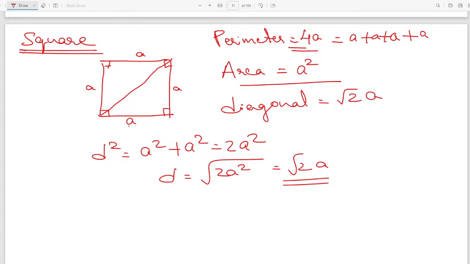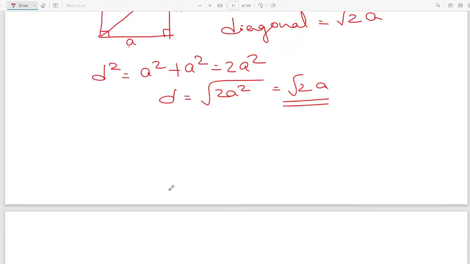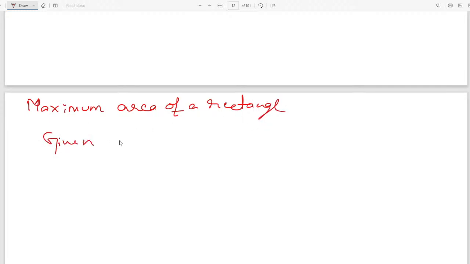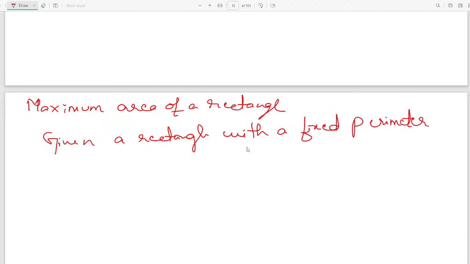So I hope this is clear. There is one more concept here. It says that the maximum area of a rectangle. So if they have given a rectangle with a fixed perimeter, they have given a rectangle with a fixed perimeter.